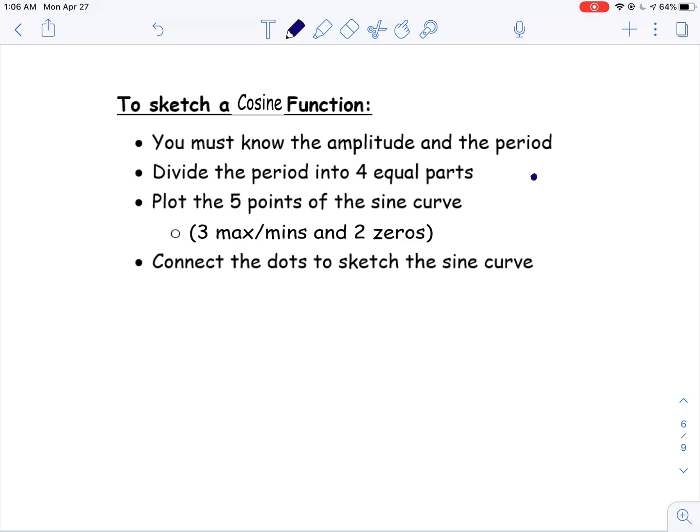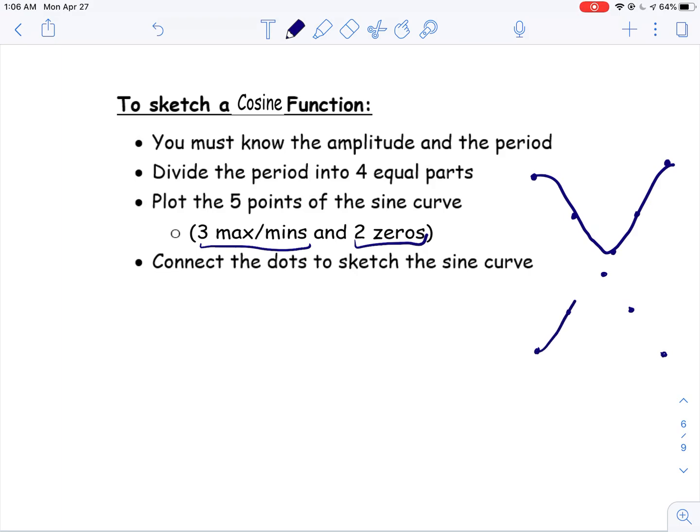The main difference is that cosine starts at an amplitude value, or starts at a higher or lower value, hits the x-axis, goes to our minimum, hits the x-axis again, and back up. So in this case, we'll have 3 different maximums and minimums and only 2 zeros that we're graphing. But it's going to look like that shape.